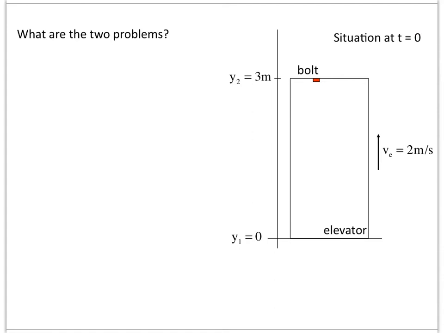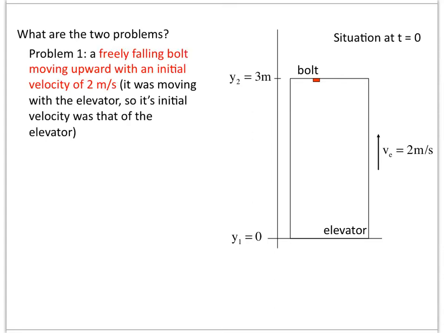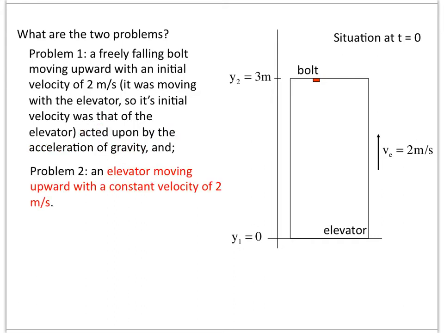So I said earlier that there are actually two problems wrapped up in this situation. What are they? The first is a bolt that is moving upward with 2 meters per second. It's attached to the elevator, so that's its initial velocity. That, once it becomes free, is acted upon by gravity. The second is of the elevator moving at a constant 2 meters per second. Acceleration is 0. In both cases, you have a constant acceleration situation. In both cases, you can use kinematics.